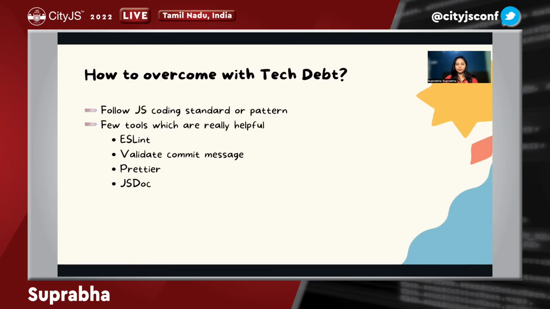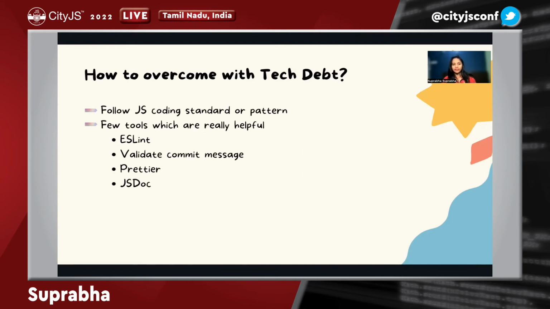Prettier is just for prettifying your code base. That's good. JSDoc is for documenting. If you'd love to create a document, definitely going to another platform and creating the doc on Drive or something like that.